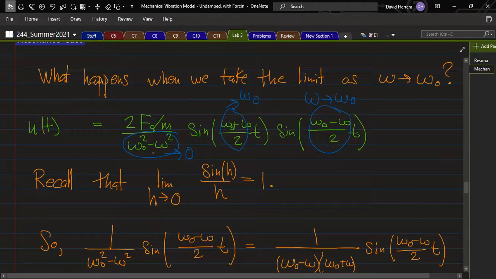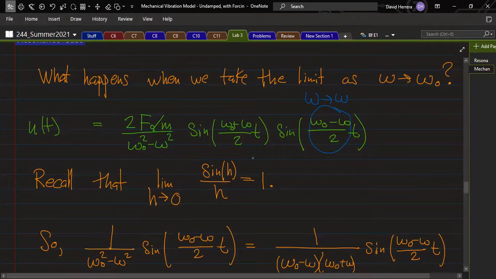So the only terms that are problematic are here where you're dividing by zero, and this where you have sine of zero, which is zero. So it's these two terms here, this one and this one, that are really what are going to cancel each other out. The other terms are just going to stay there.